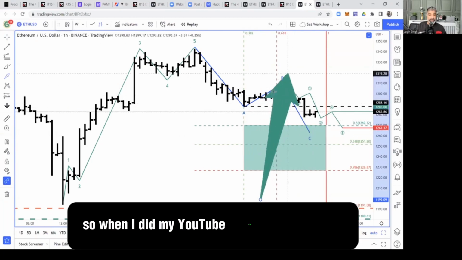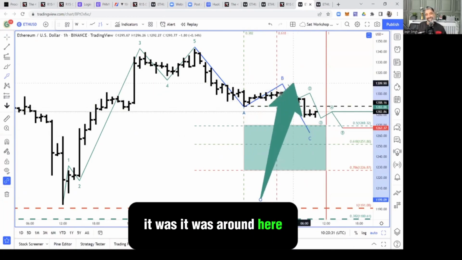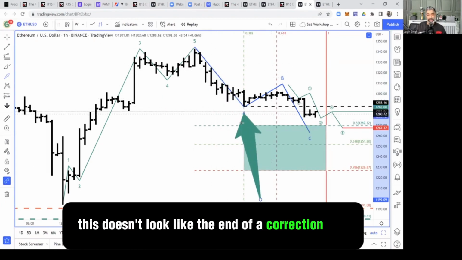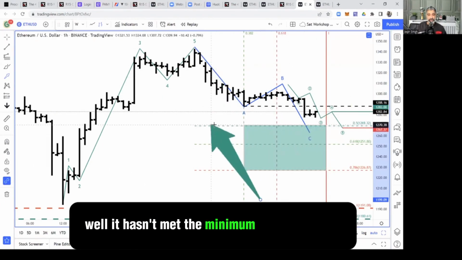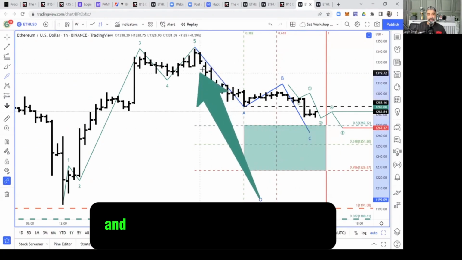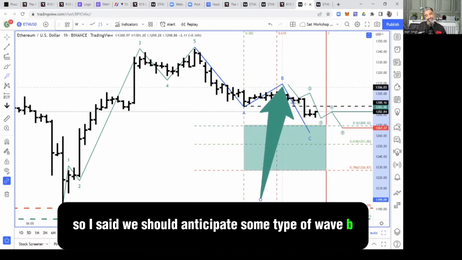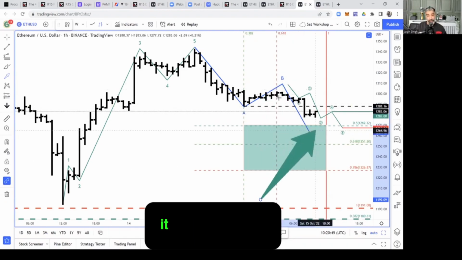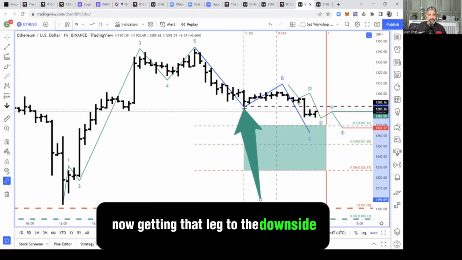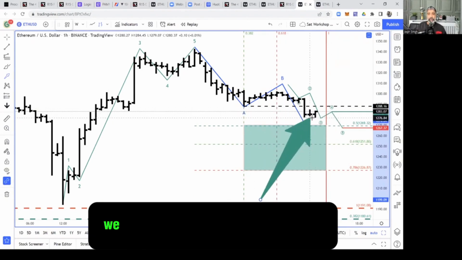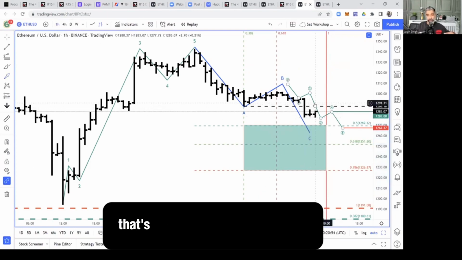So when I did my YouTube content this morning, it was around here. And what I said was, this doesn't look like the end of a correction. Why? Well, it hasn't met the minimum 50%, first of all, and it looks like an impulsive structure. So I said we should anticipate some type of wave B and another leg to the downside. And it looks like we are now getting that leg to the downside. And I said in the video, if we go past this point down here, we can do a bit more analysis over here.